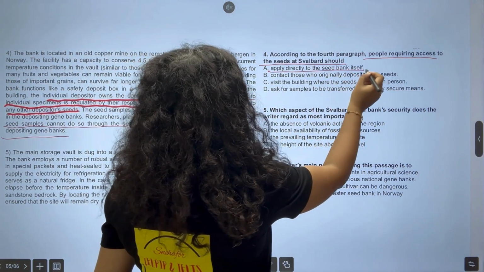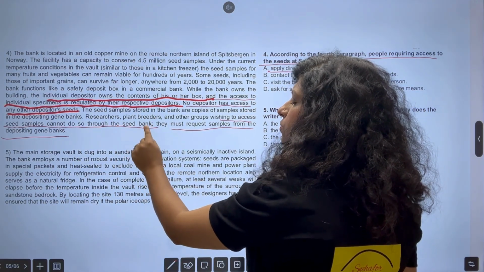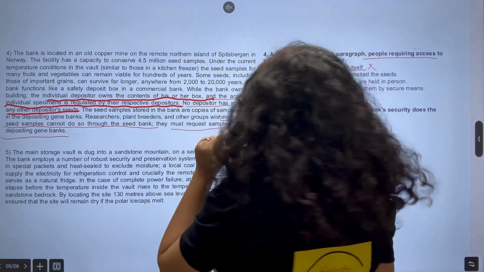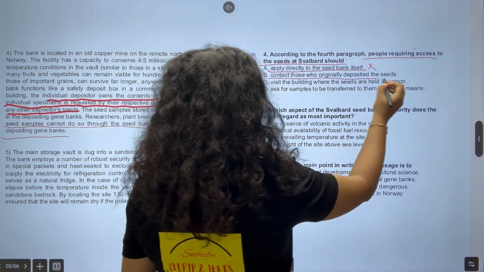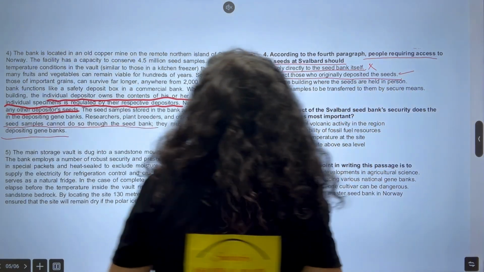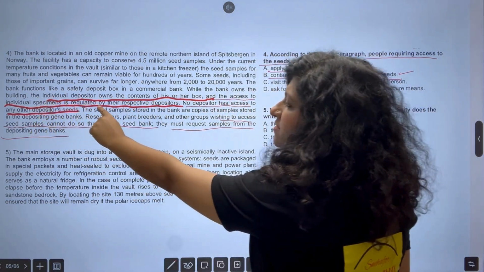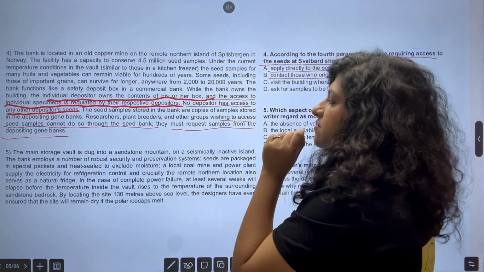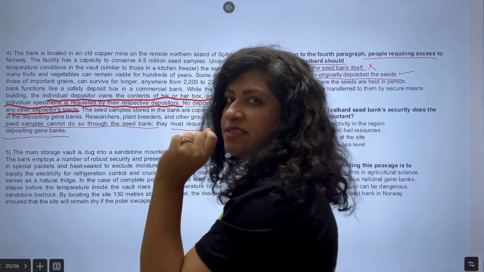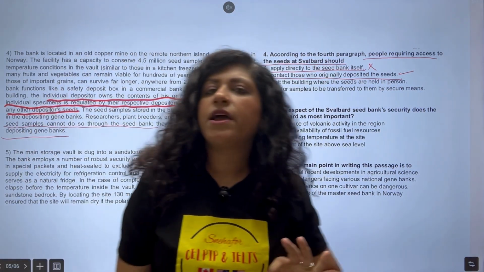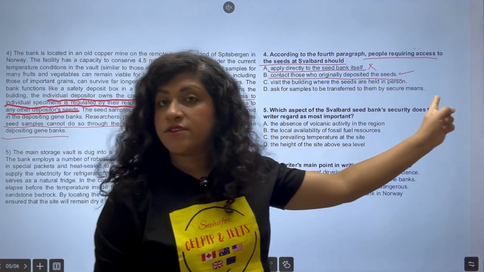No, you cannot apply directly to the seed bank. It clearly says you cannot do so through the seed bank. B says contact those who originally deposit the seeds. Yes, this is the answer. Why? Access to individual specimen is regulated by the respective depositors. Must request sample from the depositing gene banks. Means access can only be given by those who deposited the seeds. Contact those who originally deposited the seeds.